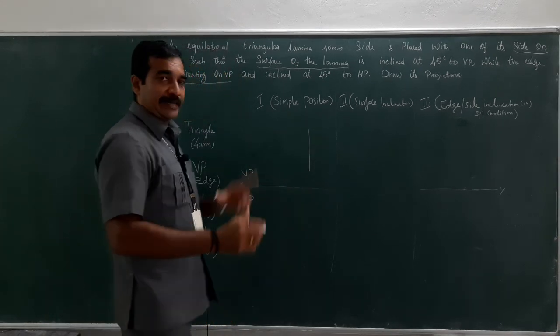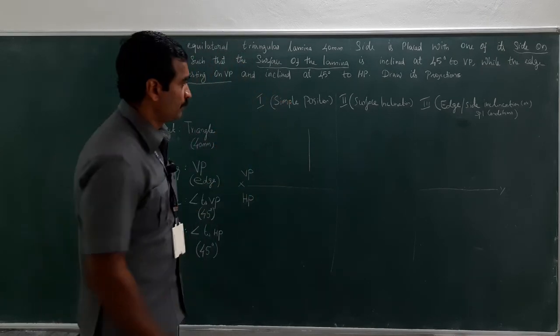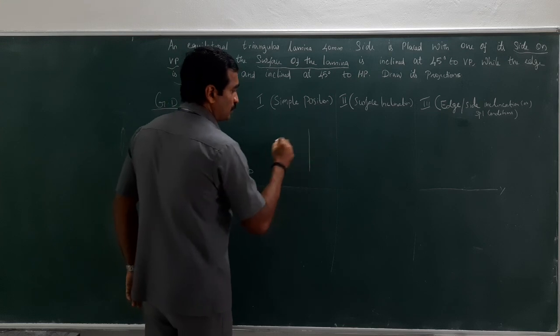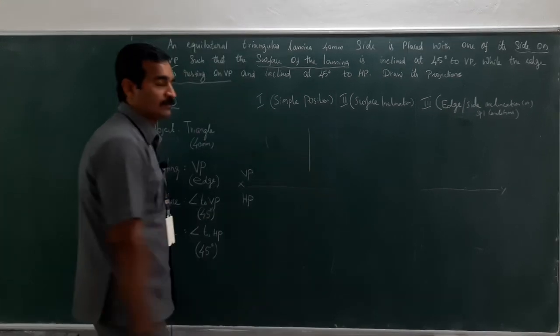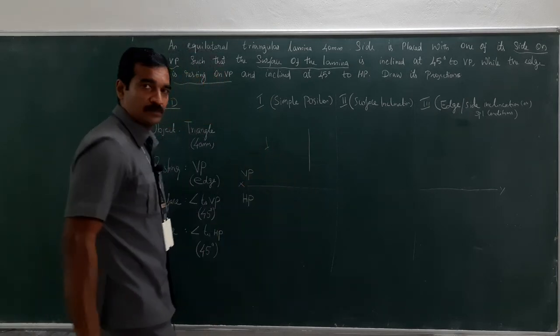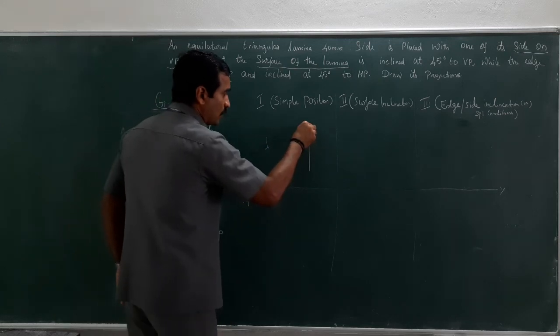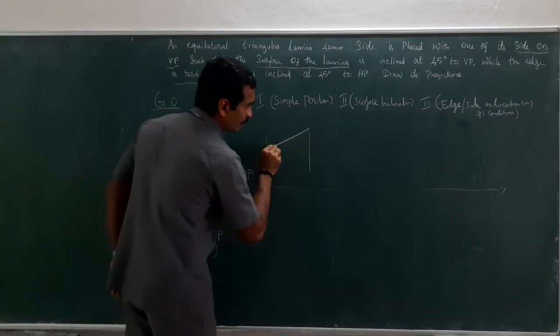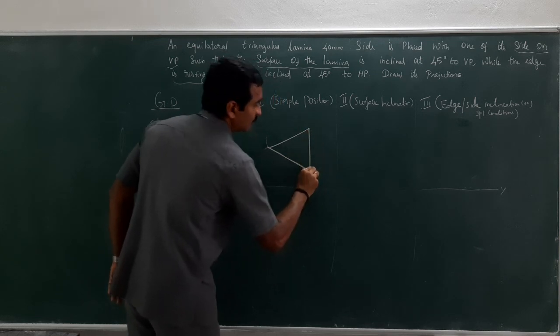Then take 40 mm in your compass. Keeping at the top, cut an arc. Similarly, keep it at the bottom, cut an arc. So this is an intersection. Now connect this. So this is an equilateral triangle.